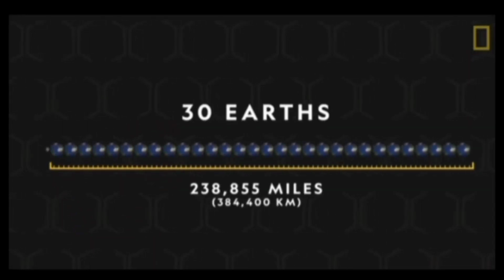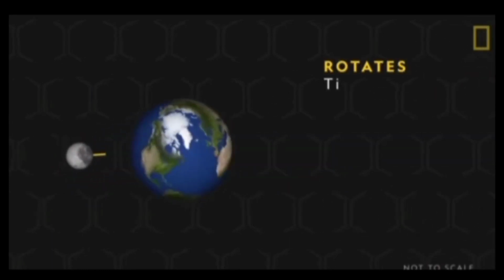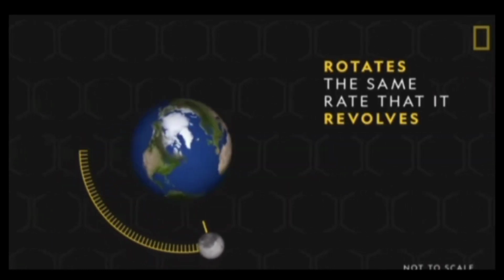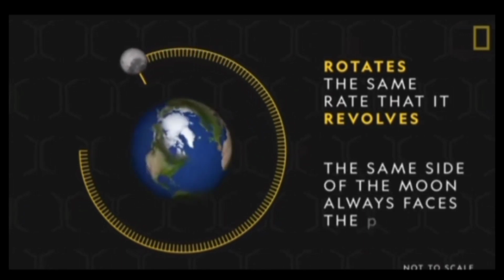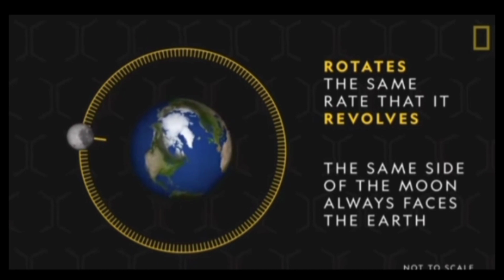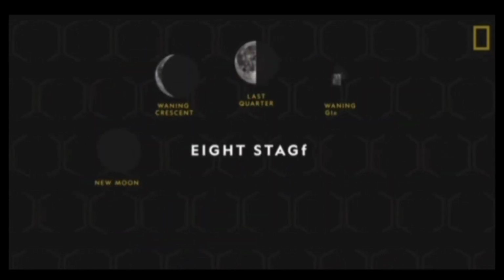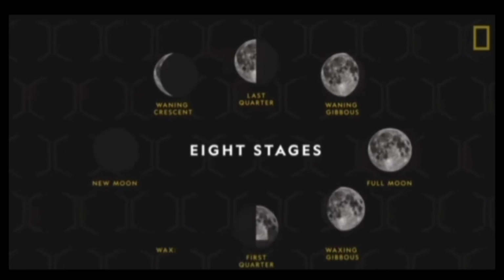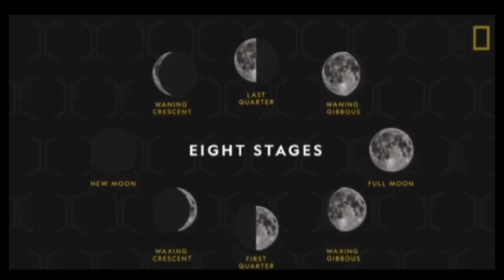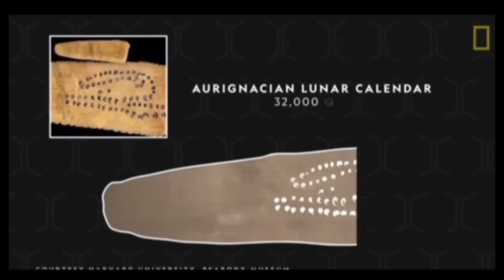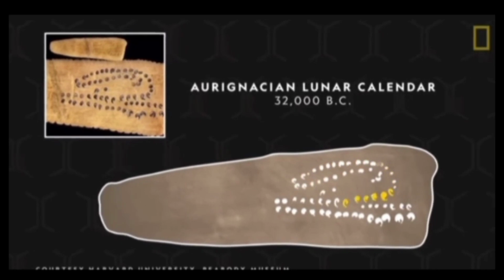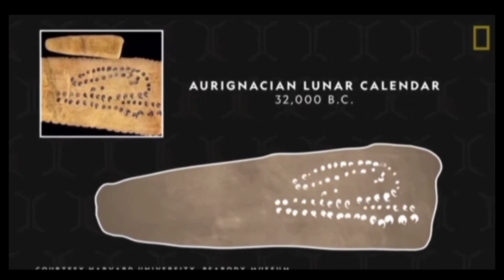The moon orbits our planet at an average distance of 30 Earths. It rotates at the same rate that it revolves. So as it revolves around our planet, the same side of the moon faces the Earth at all times. From the Earth's surface, we can observe 8 distinct traditionally recognized stages of the moon's illumination. Called lunar phases, they have been observed for thousands of years and even provided the basis for the earliest calendars.